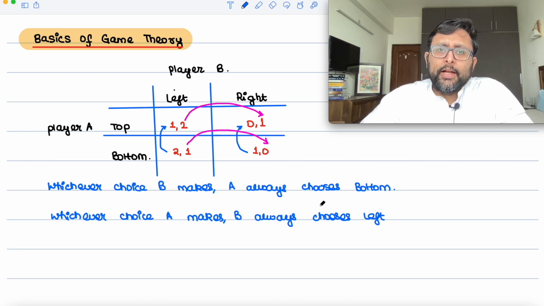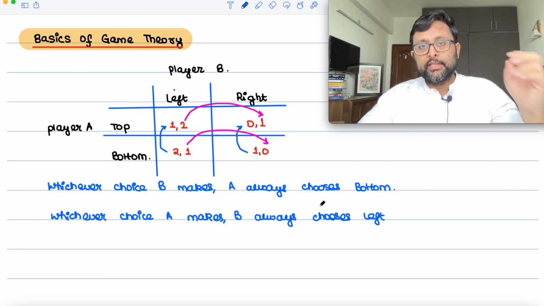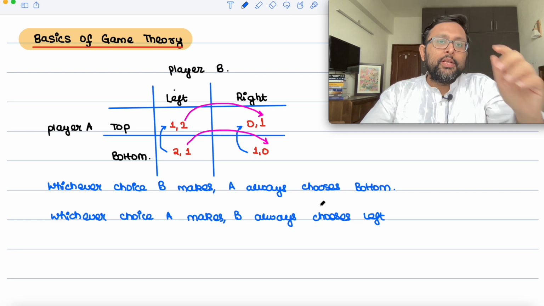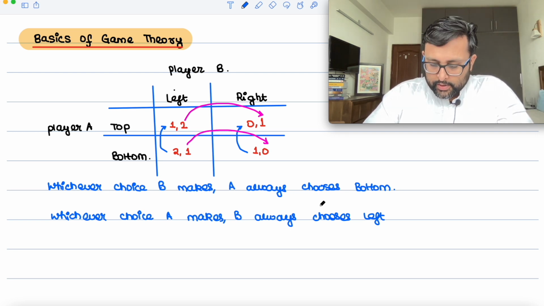So it means that there is a dominant strategy. For player A, bottom is the dominant strategy. For player B, left is the dominant strategy, right? Whatever the other player plays, if I have a dominant strategy, I'll play only that strategy. That is what a dominant strategy is. Whatever the other player plays, it doesn't matter. If I have a dominant strategy, I will be playing my dominant strategy only, right?